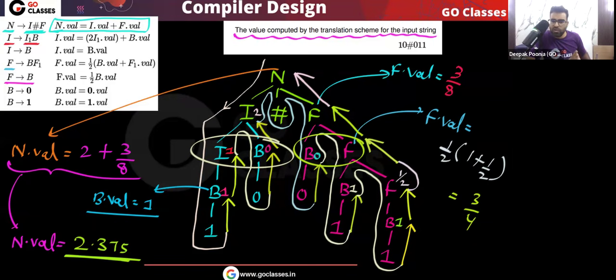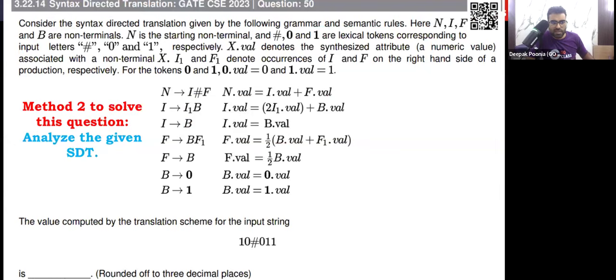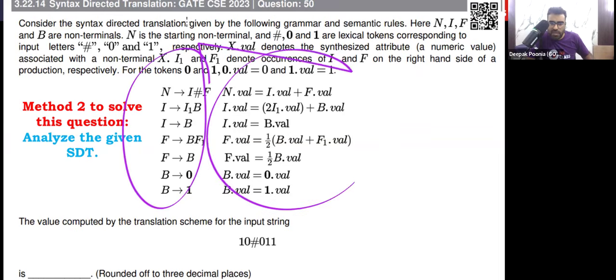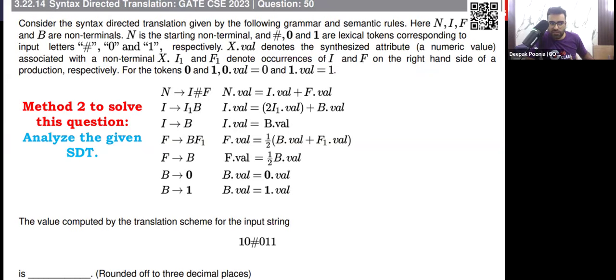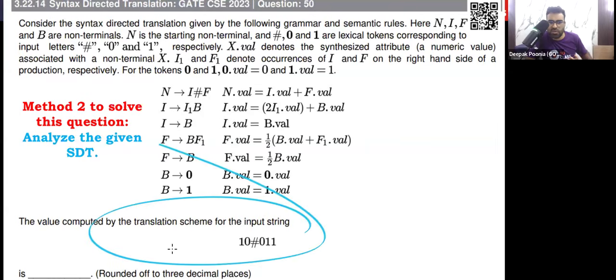Okay. Now, the same question we are going to solve using another method also. So let's see method number 2 to solve this question, by analysis of the SDT. Basically, we will do the analysis of the semantic actions, the analysis of this complete SDT and the grammar, and then we will see what this SDT is basically doing. Once you find out what this SDT is actually doing, then you can easily solve the question. Whatever input is given to you, you can very easily solve it.